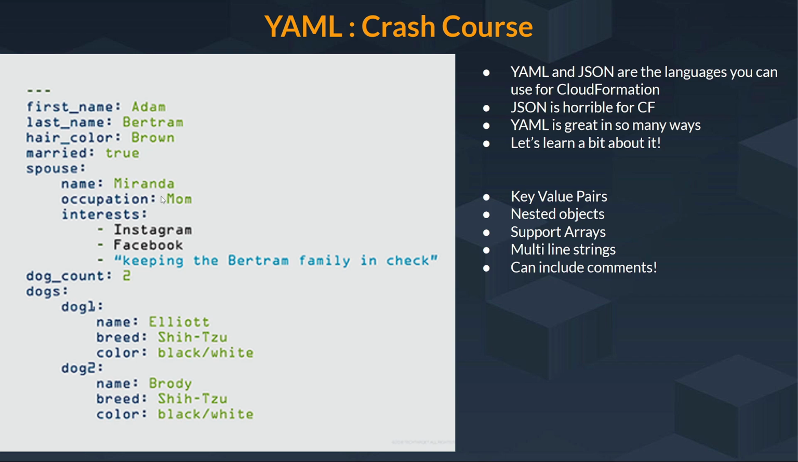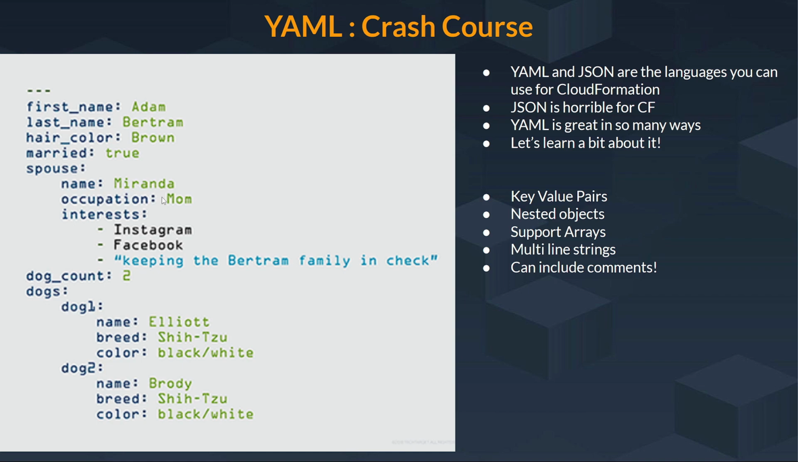YAML is human-readable, supports complex structures, and is widely used in technologies like Docker, Kubernetes, and CI/CD pipelines. It is also more readable than JSON and XML, making it a favorite among developers and DevOps engineers.